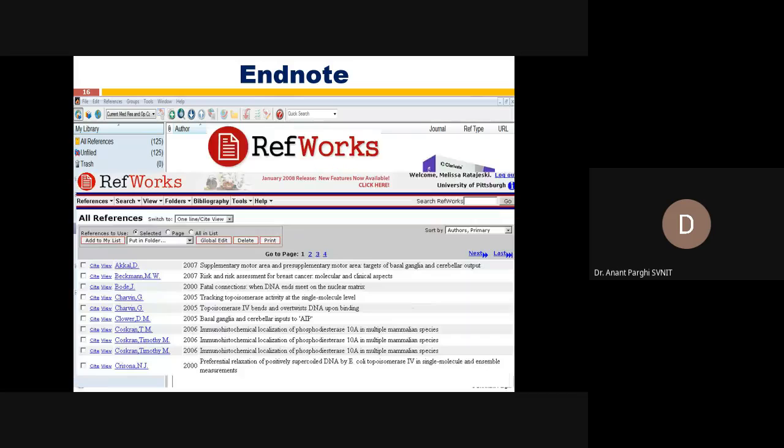Another is RefWorks also. EndNote and RefWorks are paid software, not a free service. Here the complete name of the author is given, the year of publication is given, and the title of the article is given also. You can directly cite it in your research article or research proposal, at the end of the chapter or the end of the thesis or proposal. Just one click and you will get your complete references, organized, with no chance you will miss any single reference. These are the standard software available in the market.